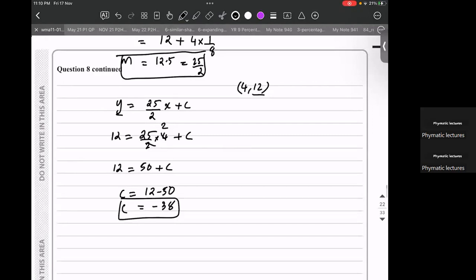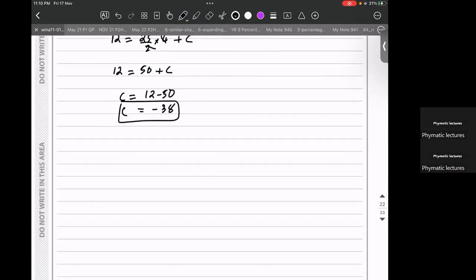Clear? Finally, you plug this value of c into the final equation. y is equal to 25 by 2 x minus 38. So here this is not in the required form that we need. So you multiply completely by 2. So 2y is equal to, that will not alter the equation. So here 2 and 2 got cancelled out. 2y is 25x minus 38 times 2, which is 76.